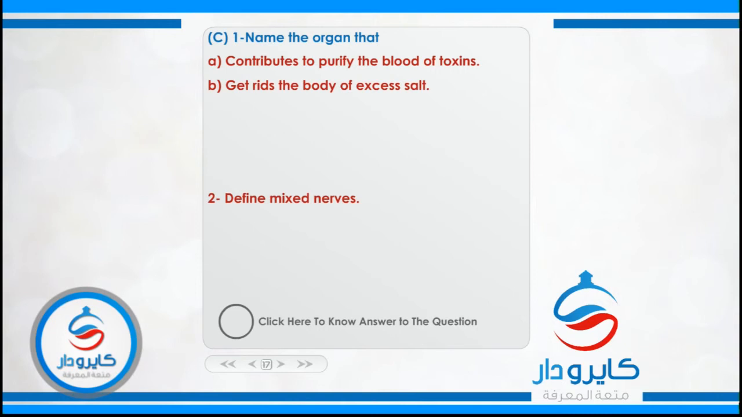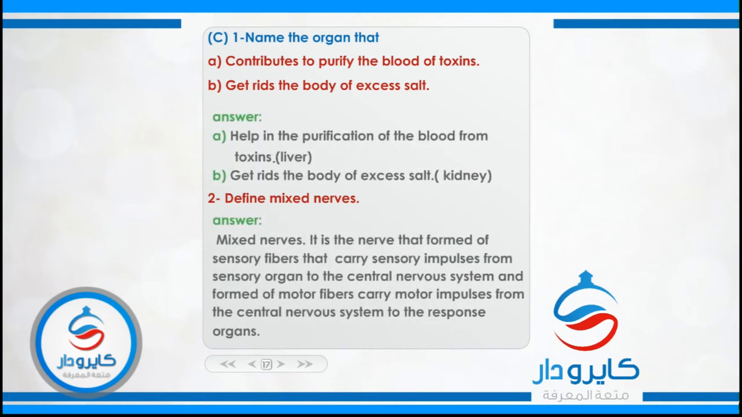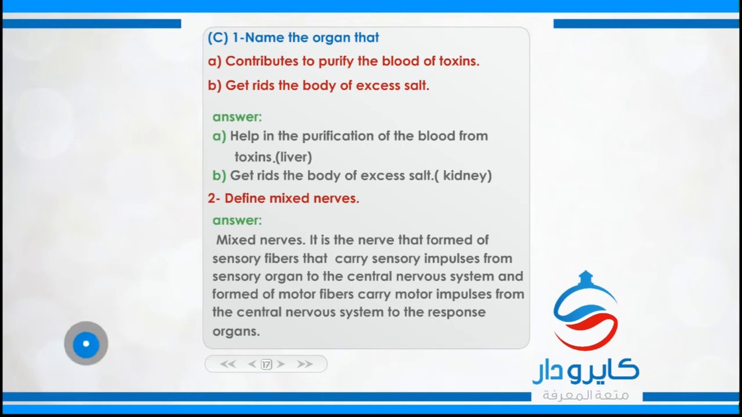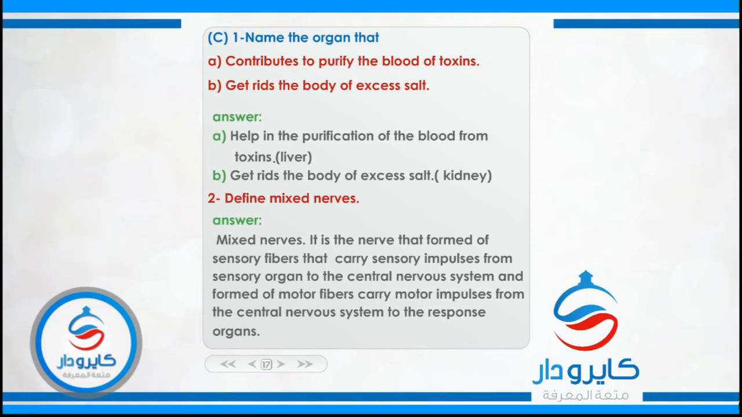The last part of this question is define the mixed nerve. We understand that the nerves are divided into three groups. The first is the sensory nerve, the second is the motor nerve, the third is the mixed nerve. The sensory nerve consists of sensory fibers, carrying the sensory impulses from the sensory organs to the central nervous system. But the motor nerve is formed of motor fibers responsible for carrying the motor impulses from the central nervous system to responding organs such as the muscles or glands.